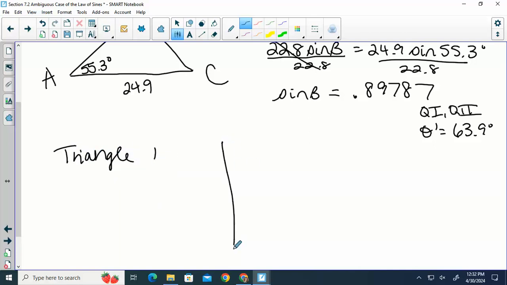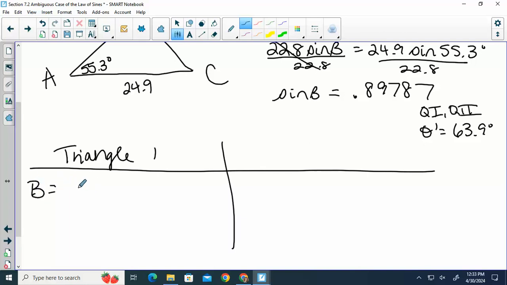So in triangle 1, that means angle B would be, in quadrant 1, 63.9 degrees. Once you have angle B, how would you get angle C? So 180 minus the two angles we have. And that gives us 61.1 degrees.